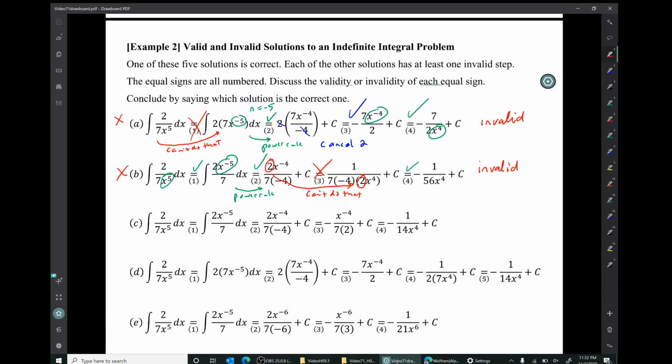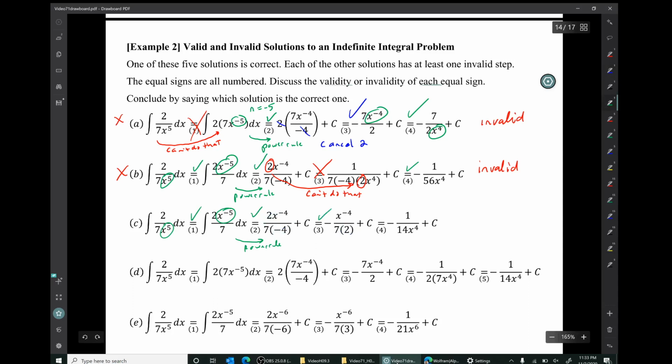Let's go on. Question C. Well, let's see. In the first step, the x to the fifth gets moved from the denominator to the numerator. It becomes x to the minus fifth. That's okay. In the second step, we use the power rule. That's okay. In the third step, the 2 gets canceled, and we end up with just a single 2 in the denominator and a minus sign out front. And so that third step is okay.